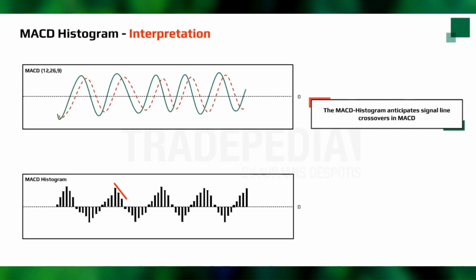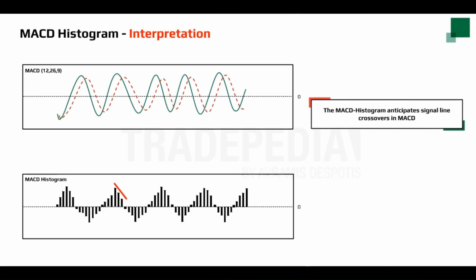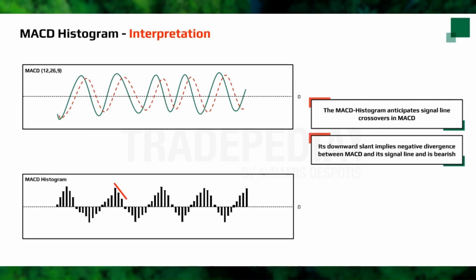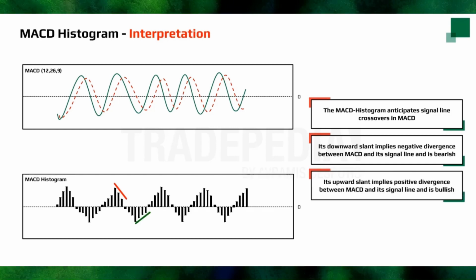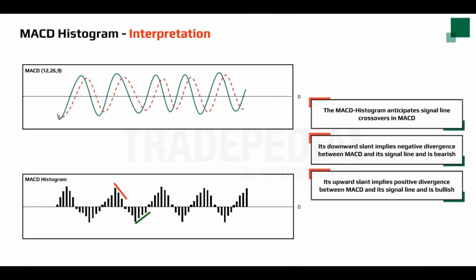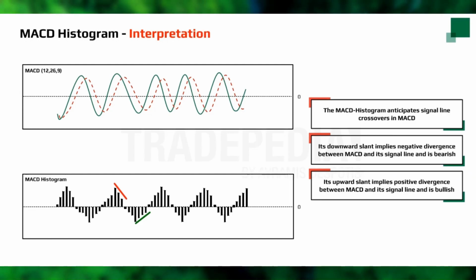The MACD histogram anticipates signal line crossovers in MACD. A downward slant in the histogram implies negative divergence between MACD and its signal line and is bearish. An upward slant in the histogram implies positive divergence between MACD and its signal line and is bullish.